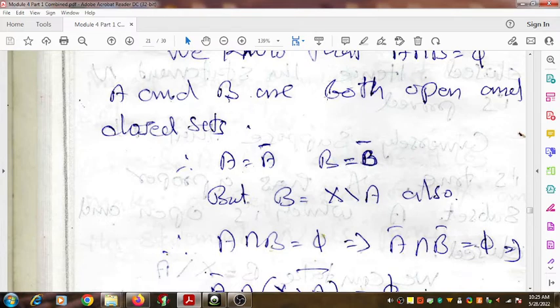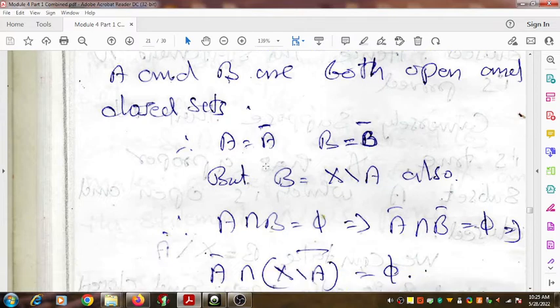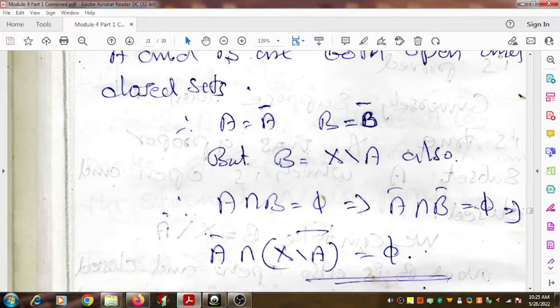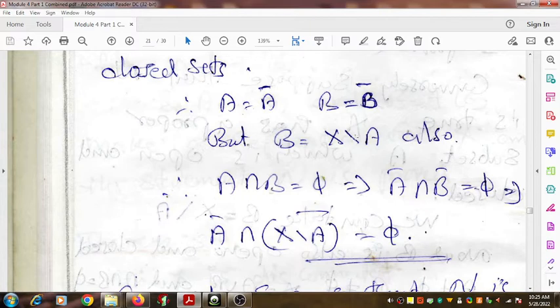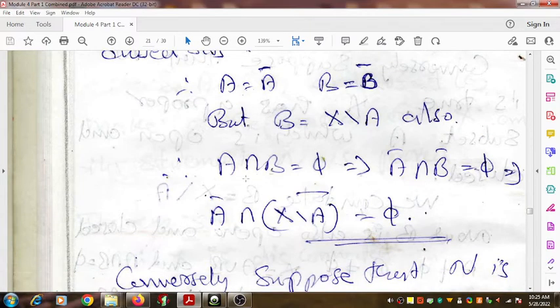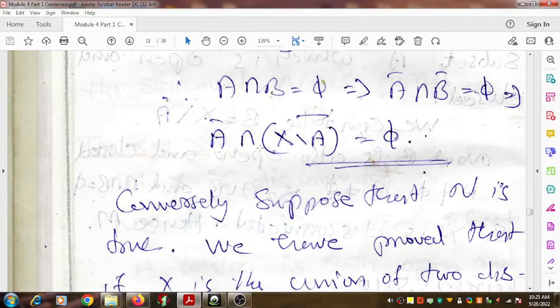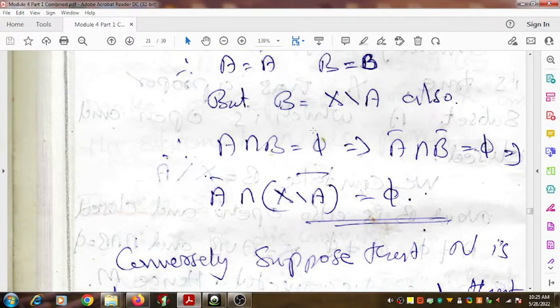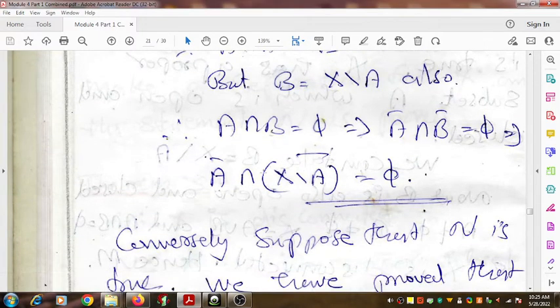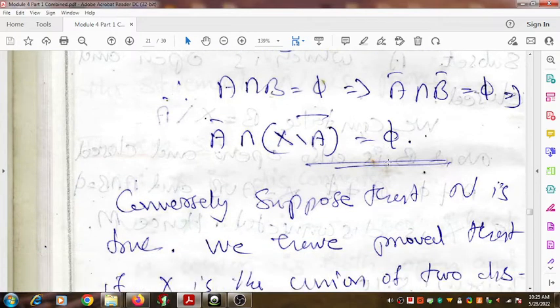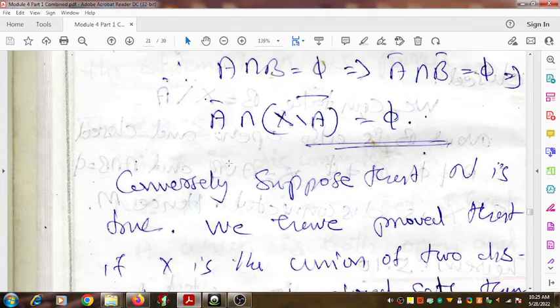Therefore we can write A equal to closure of A and B equal to closure of B. It's because A and B are both open and closed, and since A is closed, A equals closure of A, and B is closed, so B equals closure of B. So from A intersection B equal to the empty set, we can replace A and B by closure of A and closure of B. So closure of A intersection closure of B equals the empty set. Now replacing B by X minus A, we get closure of A intersection closure of X minus A is empty. Thus we get the completed proof in one direction.